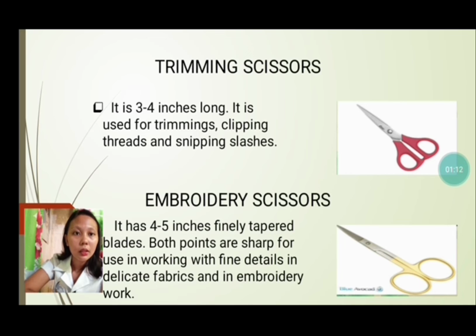We have the second one, embroidery scissors. It has 4 to 5 inches finely tapered blades. Both points are sharp for use in working with fine details in delicate fabrics and embroidery work. As you can see the difference between the two, the trimming scissors are only 3 to 4 inches long, so it's kinda short, while the embroidery scissors have 4 to 5 inches. Again, the image presented under embroidery scissors is an example.